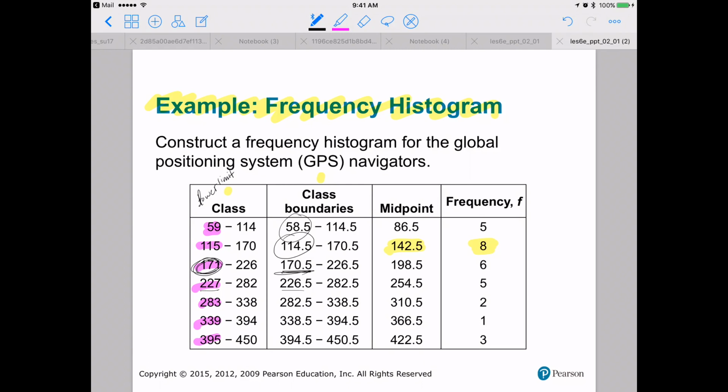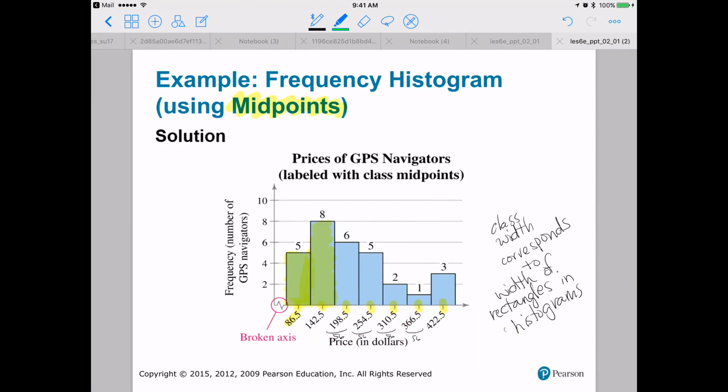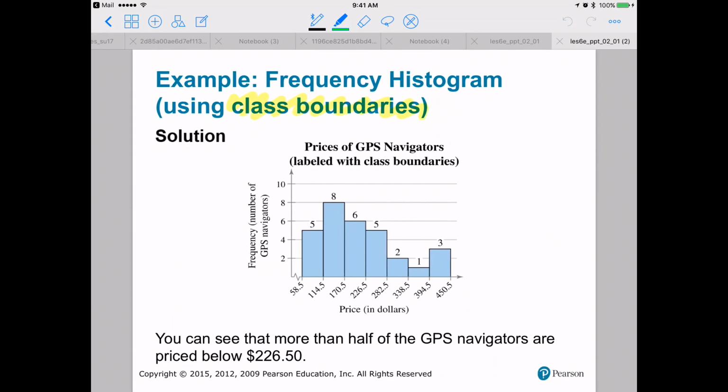So you subtract 0.5 to get your lower boundaries, and then for your upper limits, you add 0.5 to get your upper boundaries. See how we're adding 0.5 to get our upper boundary here? 170 is going to go to 170.5, and 226 is going to go to 226.5. So you have your lower limits, upper limits, lower boundaries, upper boundaries, and your midpoints. Okay? And now, if you're using class boundaries, instead of marking the midpoint, you're going to use your lower and your upper boundary.